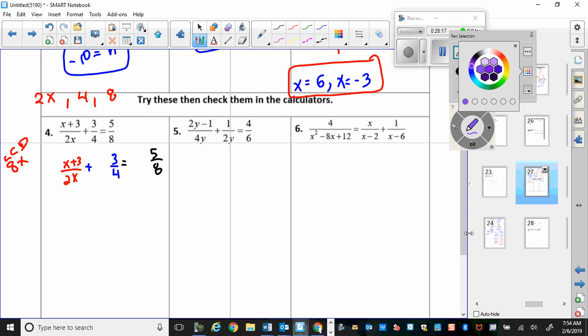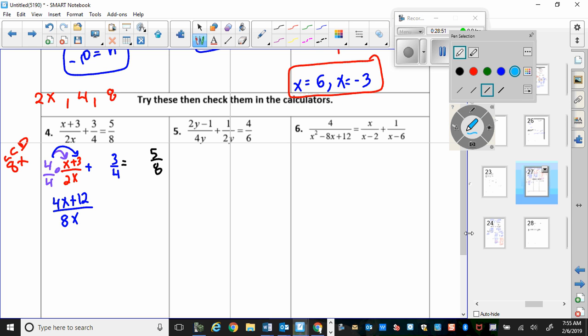So I'm going to multiply the top and the bottom for the first one by 4. All right? And what does that look like? Well, 4 distributes to x, and I get 4x. 4 distributes to 3, and I get positive 12. Over 4 times 2 is 8x on the bottom. Now, the next problem. How do I get 8x on the bottom here? What can I multiply by?